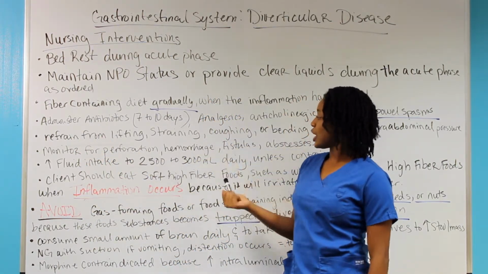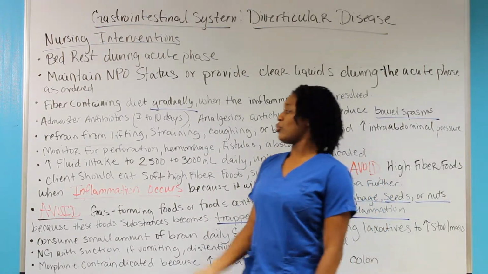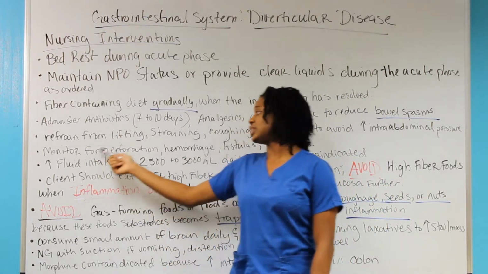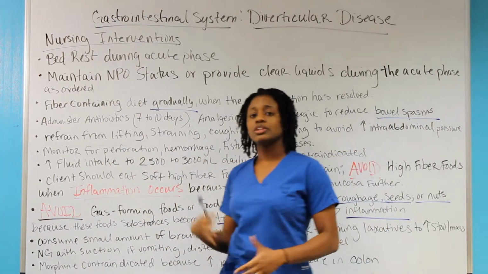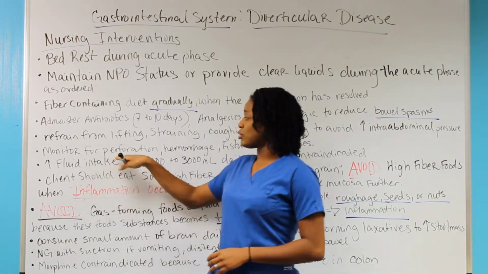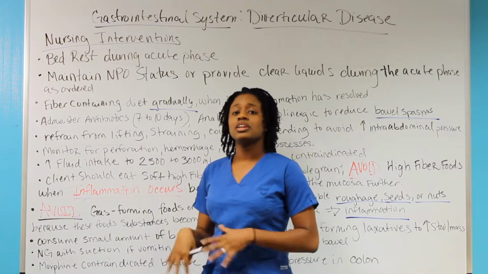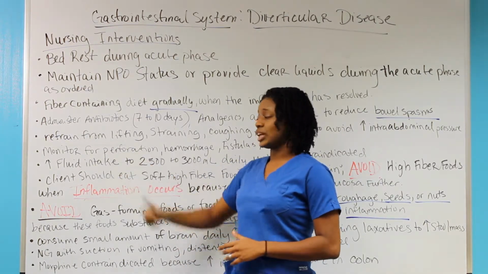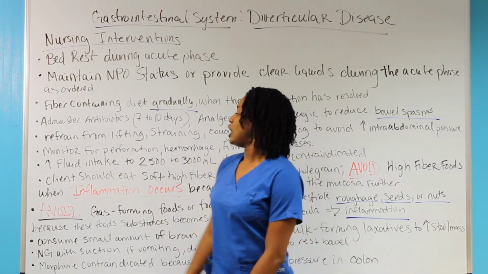Next thing here is you want to monitor for perforation. You also want to monitor for hemorrhage, fistulas, and abscess. We already went over the complications, and these are your complications. So you want to monitor to make sure that you're not causing those complications, okay? And we already remember the board-like abdomen is the main indicator. So you want to watch out for those things.